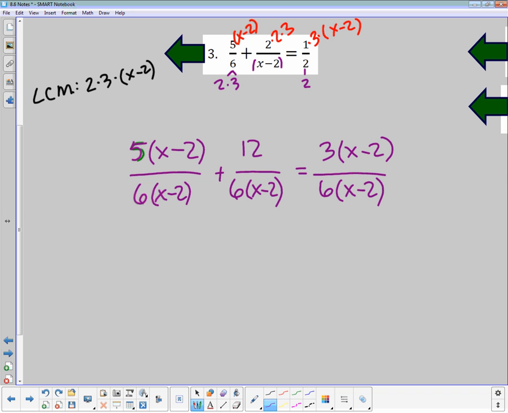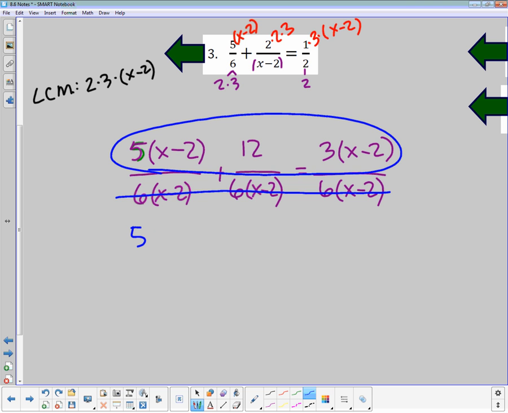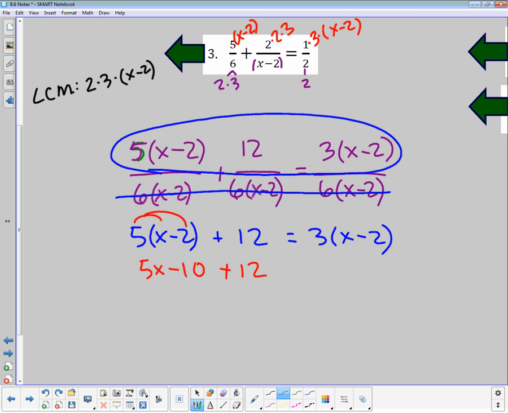All right, so now I am done with worrying about the denominators because now they're the same. Now I just need to focus on the numerators. So I'm going to pull those out. 5 times x minus 2 plus 12 equals 3 times x minus 2, and solve this like I would any other normal equation. Distribute the 5, 5x minus 10 plus 12. Distribute the 3, 3x minus 6. Put my like terms together. Negative 10, positive 12 is 2. So 5x plus 2 is equal to 3x minus 6.